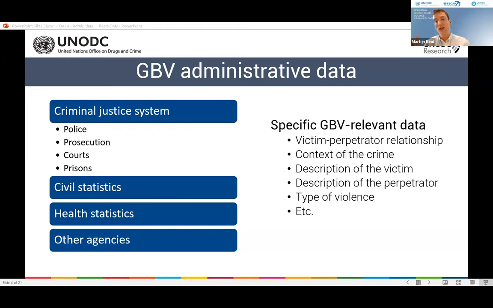Some of the specific gender-based violence data that we're interested in is, first of all, the victim-perpetrator relationship. Does the victim know the perpetrator? Is it an intimate partner? Is it a relative? Is it someone's friend? Is it someone who's completely unknown to the victim? And of course, we also would like to know more about the context of the crime: where did it take place, what time, etc. And we want to know some more about the description of the victim and the perpetrator, the type of violence that was used, and so on and so forth. These more specific variables have to be standardized to be useful in administrative data. We'll talk about this more tomorrow during the presentation dedicated to the new statistical framework on the gender-related killing of women and girls that's been jointly developed by UNODC and UN Women. So I won't go into detail on that here today.